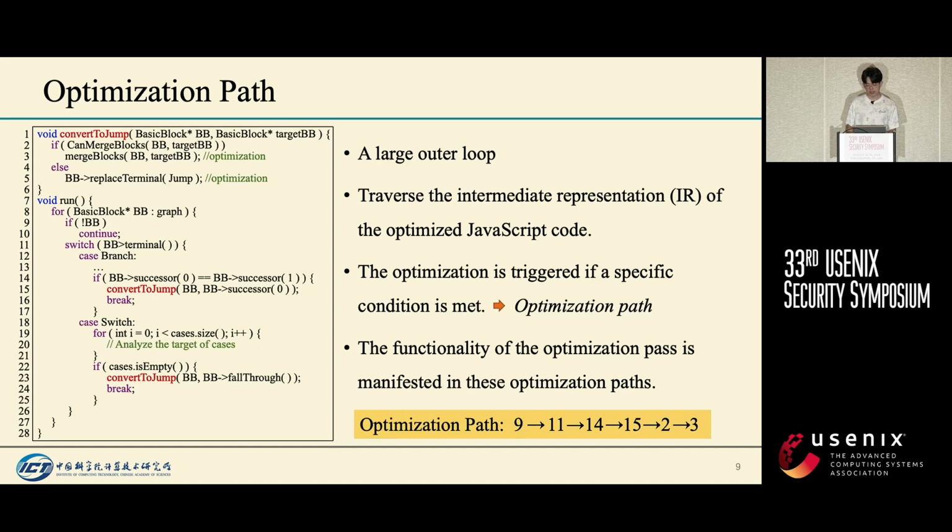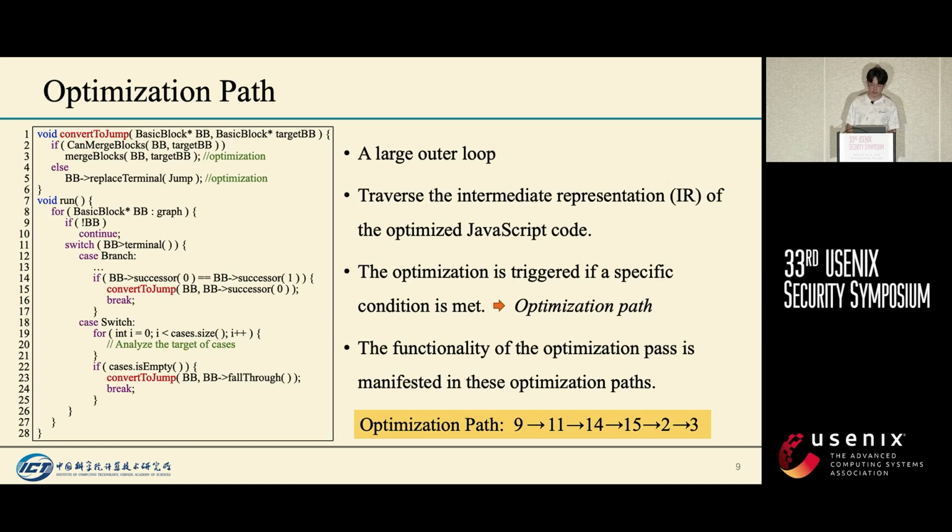The figure on the left is the code of CFG simplification optimization in JavaScriptCore. Line 8 contains an outer loop that traverses each basic block and triggers the optimization if a specific condition is met. The optimization being triggered means that the program executes to the location where the code transformation occurs. For example, line 3 and line 5.